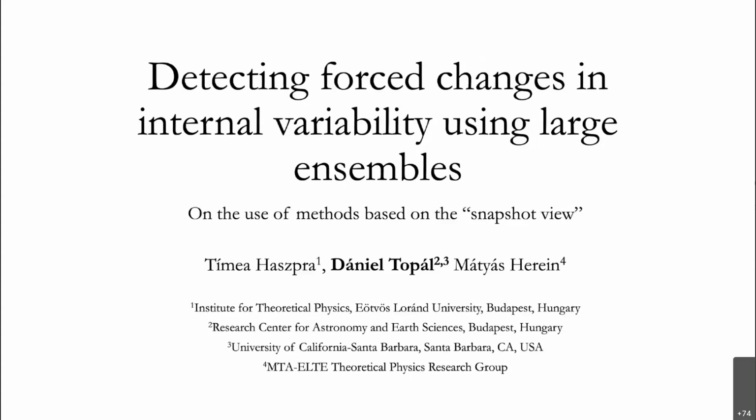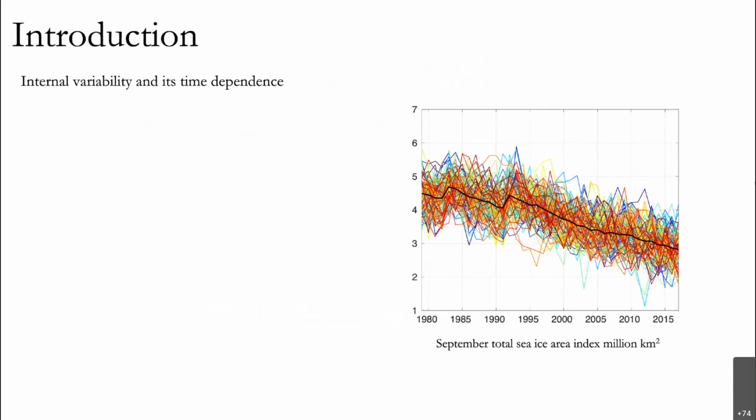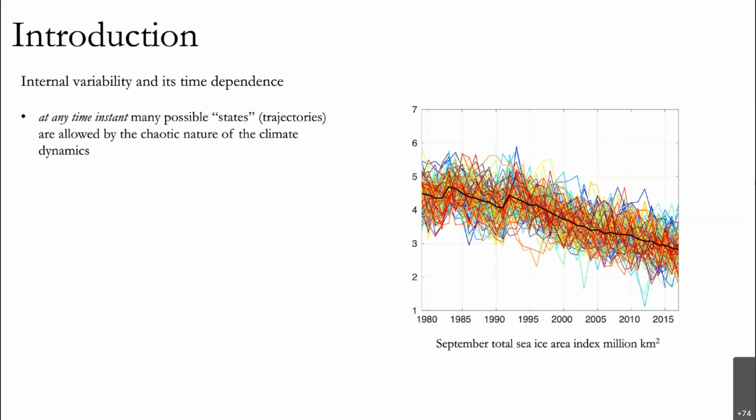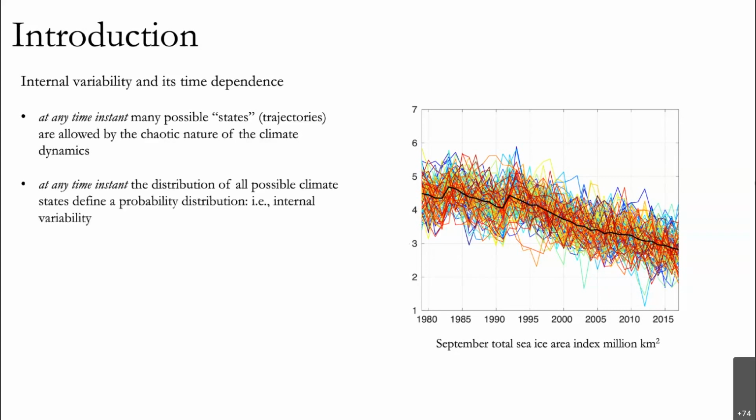The word snapshot will gain its meaning in a few moments. So when characterizing internal variability of the climate system, we know that climate dynamics allows for a finite number of states at any time instant, that is, an ensemble of states from which the observed one is only one sample. Thus, the distribution of all possible climate states allowed by chaos defines a probability distribution, which is called internal variability. This is an inherent uncertainty affecting model projections.